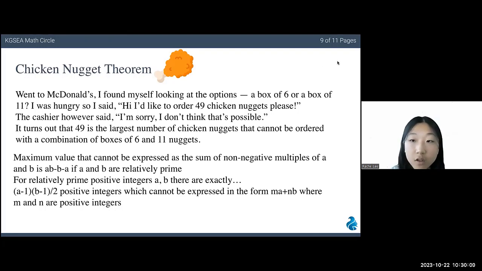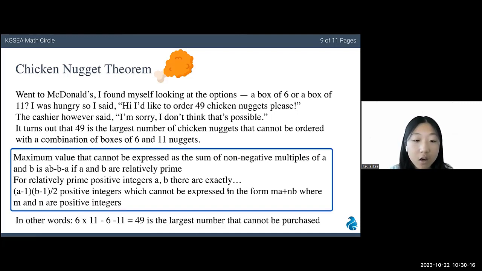divided by 2, is the number of positive integers that cannot be expressed in the form ma plus nb, where m and n are non-negative integers. So from this anecdote, we can connect that 6 multiplied by 11 minus 6 minus 11, which is 49, is the largest number that cannot be purchased.